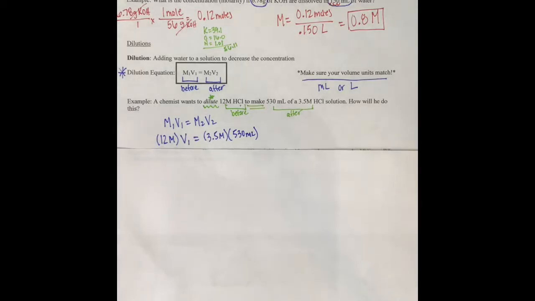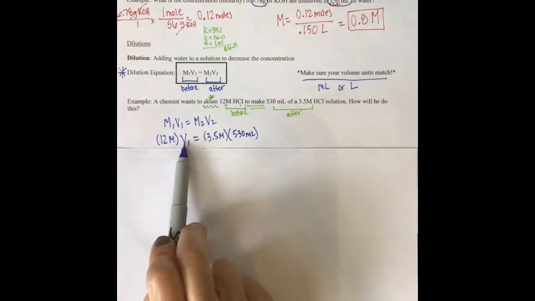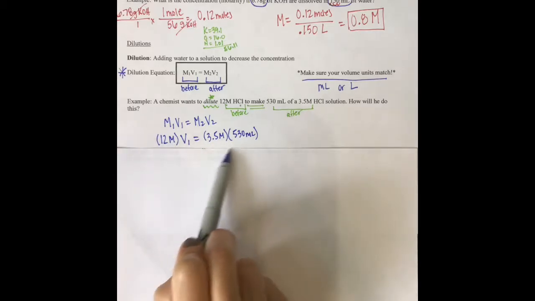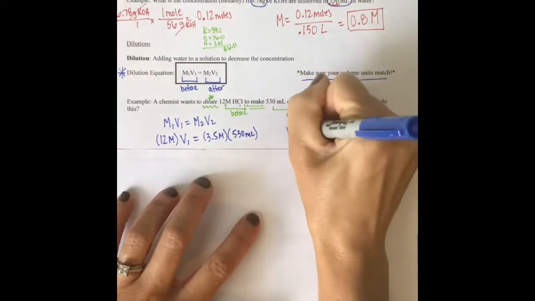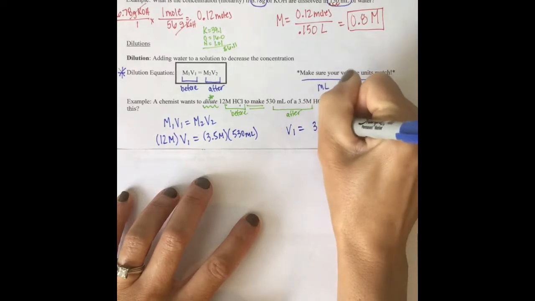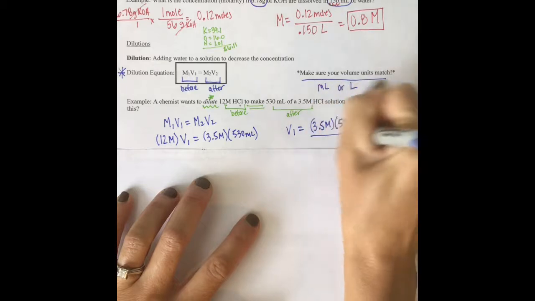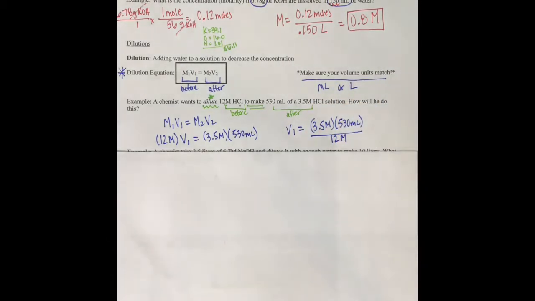All right, so now it's time to put your algebra skills to the test. I have a variable that I need to isolate. So remember, you need to divide by 12 molar, bring this down, and this is what you would be left with to punch into your calculator. So your 12 would go on the bottom. All right, go ahead and punch that into your calculator and see what you get for the volume.